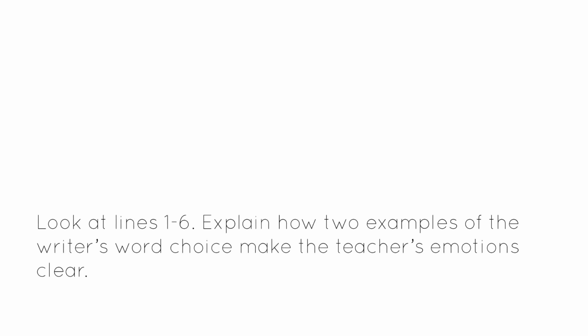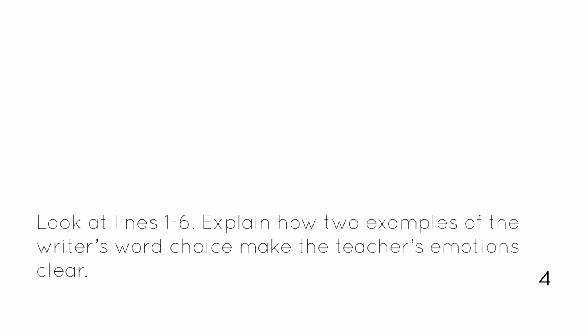Here's a sample question. Look at lines 1 to 6. Explain how two examples of the writer's word choice make the teacher's emotions clear. Now, we need to know how much time and how much effort to put into this question, and the SQA helps us here. If you look at the bottom right hand corner of your screen, you'll see a number appearing. That's the number of marks that this question is worth.